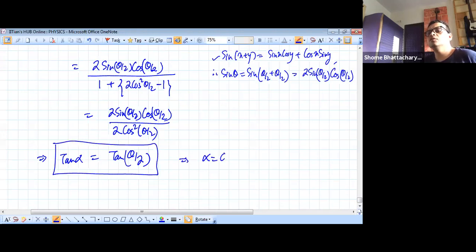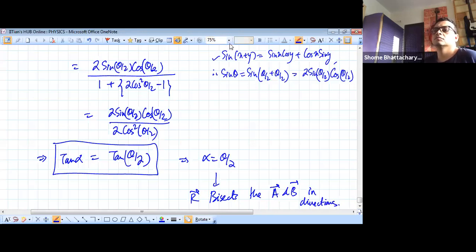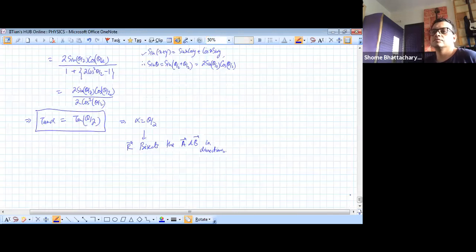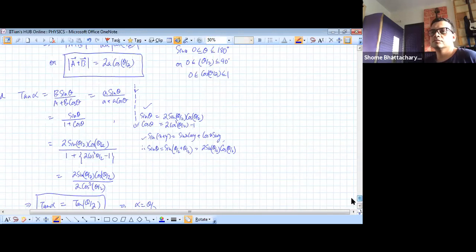So alpha is equal to theta. So therefore, the resultant bisects the vector G in terms of angle. In direction, it bisects. So this is a useful theorem to remember for directly applying whenever we are adding two vectors of the same magnitude.